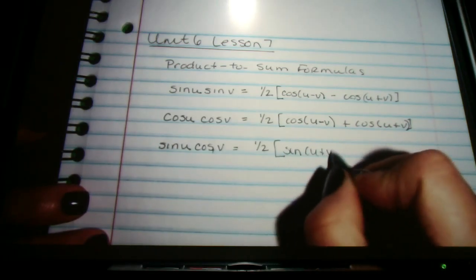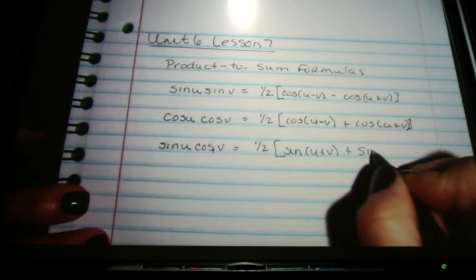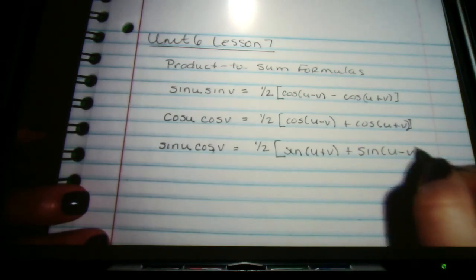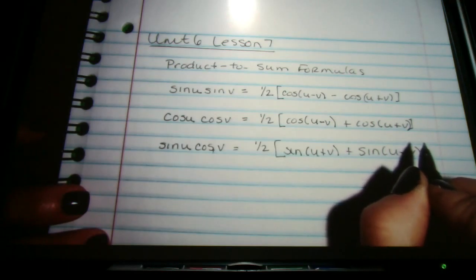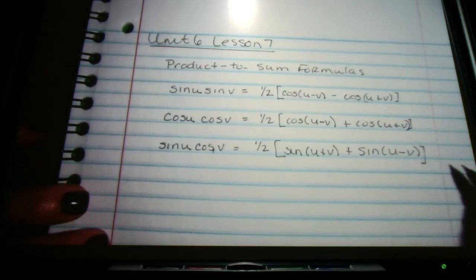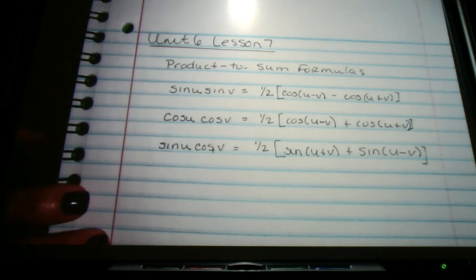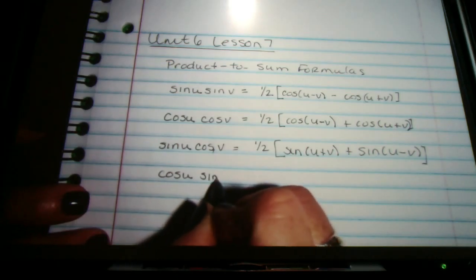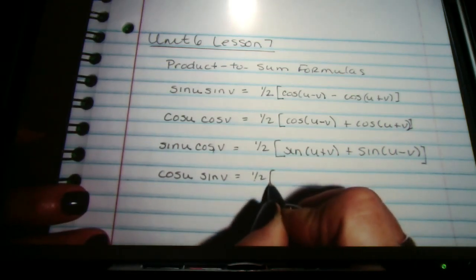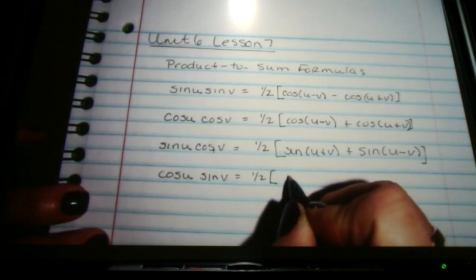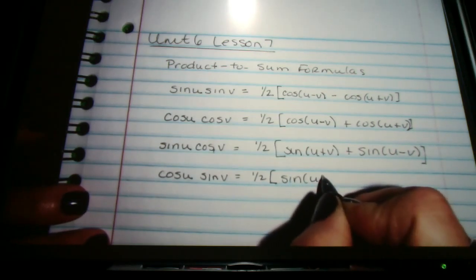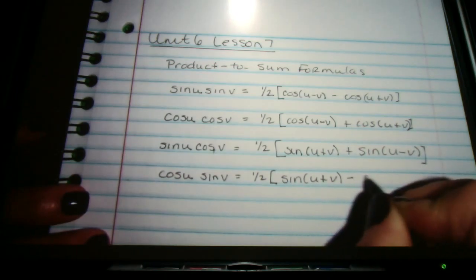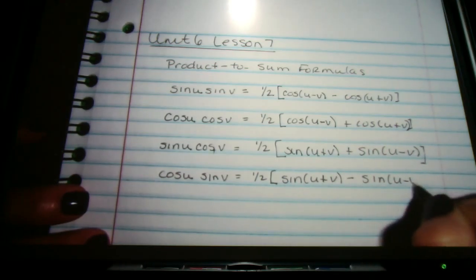of sine of u plus v plus sine of u minus v. Did you say cosine of u minus v? Yeah, you said cosine. It's sine. Cosine of u sine of v equals 1/2 sine of u plus v minus sine of u minus v.